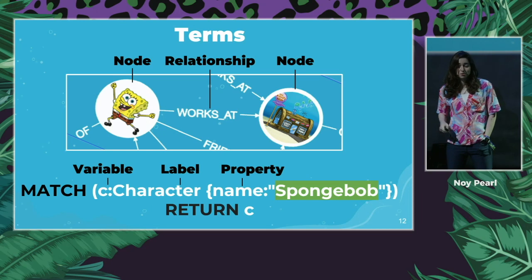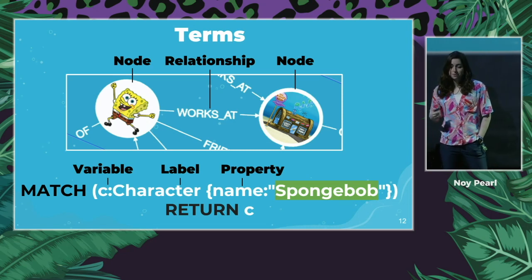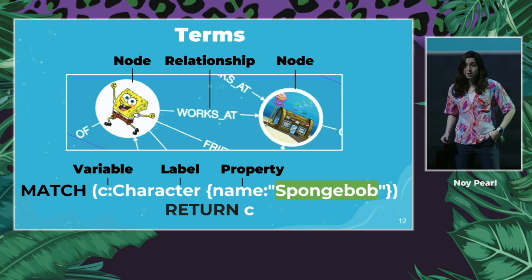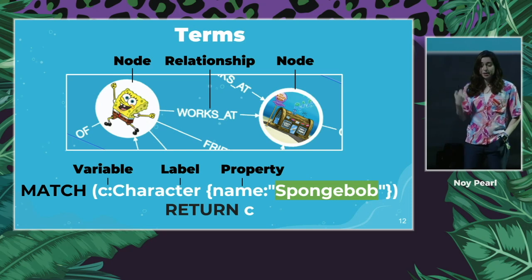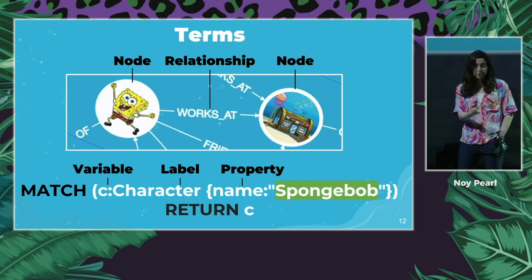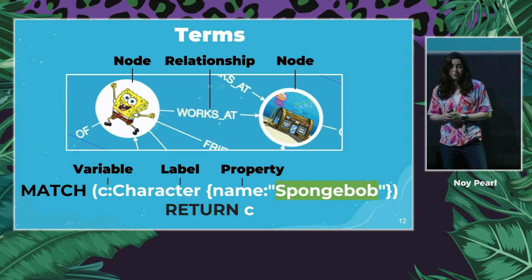Ignore match and return for a second. There is a variable that you can define in your Cypher query. You can call it C right here. There are labels that you can use, so there is a character label, like a type of a node. And there are properties you can assign to nodes, so you can assign name, age and birth date to SpongeBob's node. And basically, that's it. Those are the basic terms of Cypher.